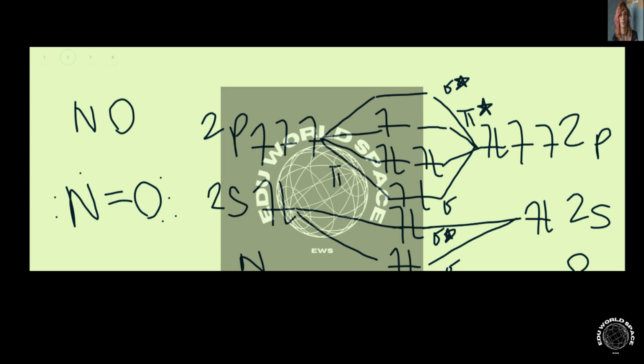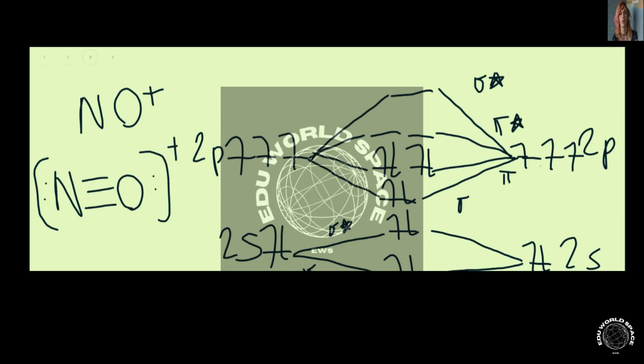So 8 minus 3 gives us 5, and 5 divided by 2 gives us 2.5. So the bond order predicted by this molecular orbital diagram for NO would be 2.5, which is slightly stronger than the double bond that the Lewis structure predicts.